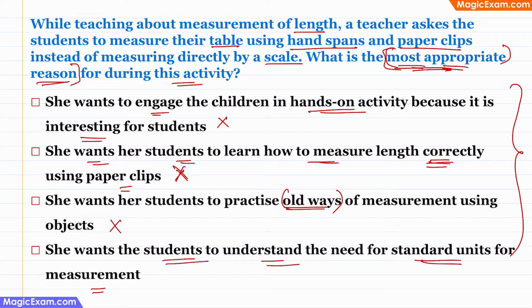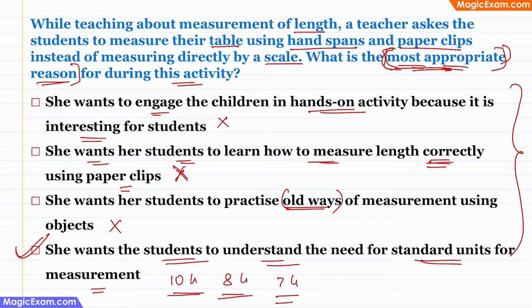Now this is the most appropriate and the best answer, because if a child's hands are small, right, then maybe the length of that bench, right, maybe 10 hands for one child. If a child has bigger hands, for that child the length of the bench may be 8 hands, or for some other child it may be 7 hands. So that way, if you use hands or non-standardized paper clips, right, to measure the bench, then everyone will get a different measurement, right?